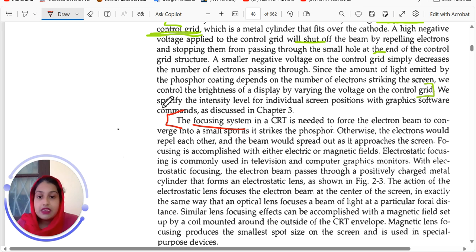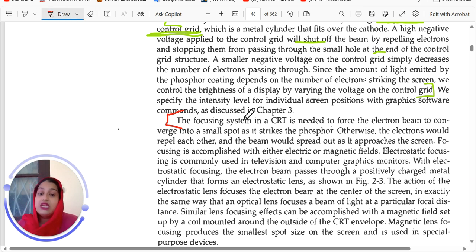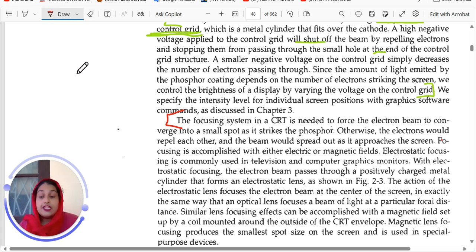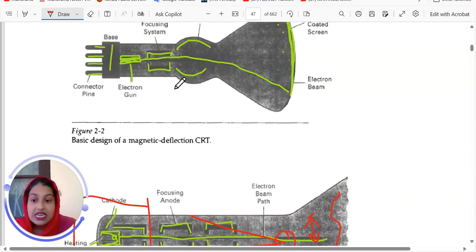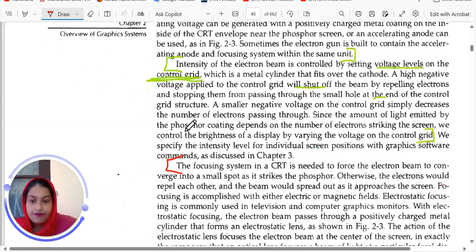The focusing system in a CRT is needed to force the electron beams to converge into a small spot as it strikes the phosphor. Otherwise, the electrons would repel each other and the beam would spread out as it approaches the screen. Focusing is accomplished using either a magnetic field, so here, in this case, it is magnetic deflection. We also have electric deflection systems, so electric deflection systems are also possible.